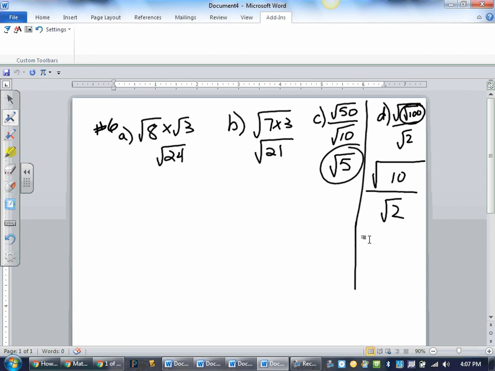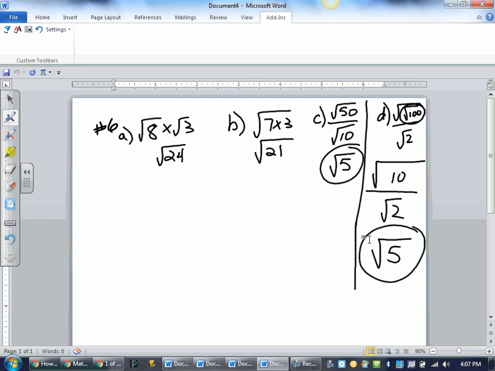Now, can we divide two radicals together? Root 10 divided by root 2 leaves me with a root. And 10 divided by 2 is 5. That's your answer there. So do not panic if there's two radicals. Just work with what you know. Replace with what you can. The square root of 100 is 10. And go from there.